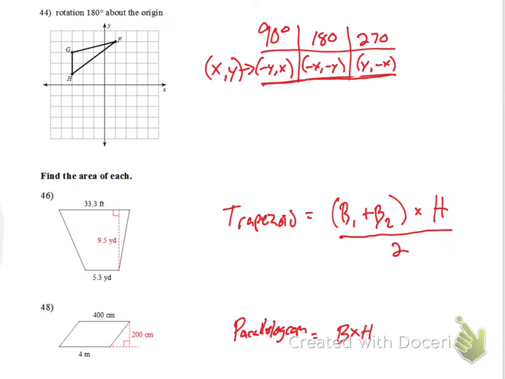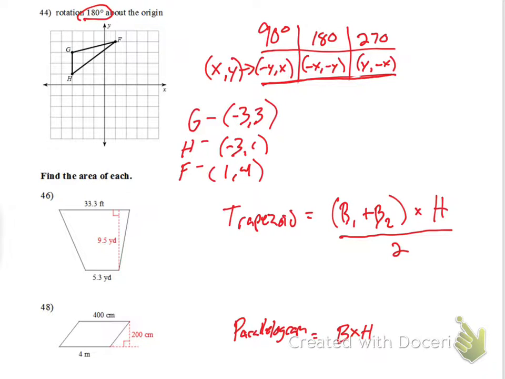And then we come to some rotations. So here are your rotation rules, right? It says rotate 180 degrees. So if I rotate 180 degrees, it would be negative x, negative y. So what I would do with that is I'd have to get the coordinates of G, H, and F. So G is negative 3, positive 3, and then H is negative 3, 1, and then F is 1, 4.